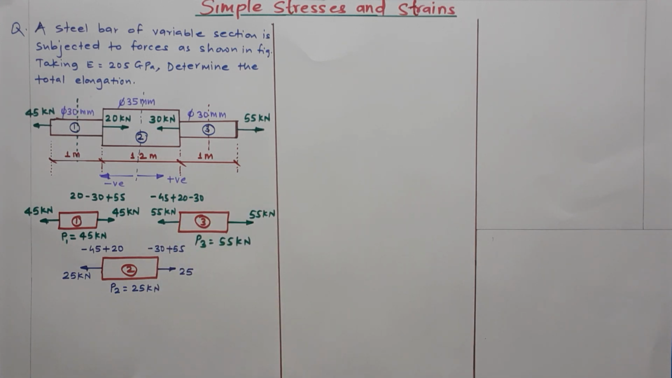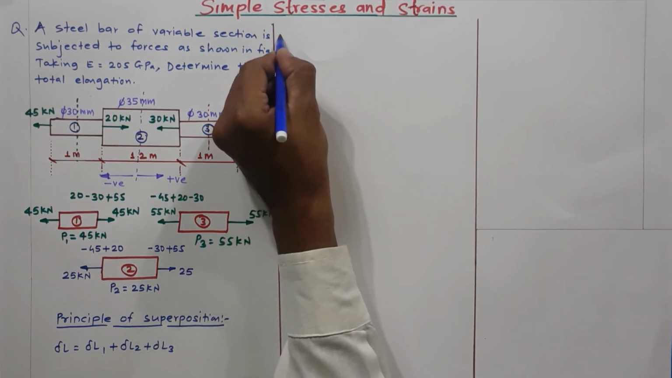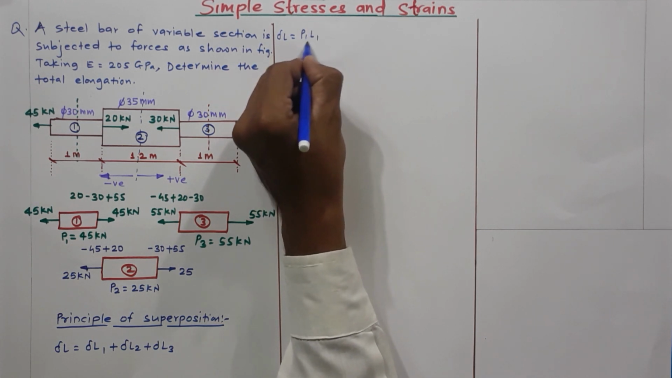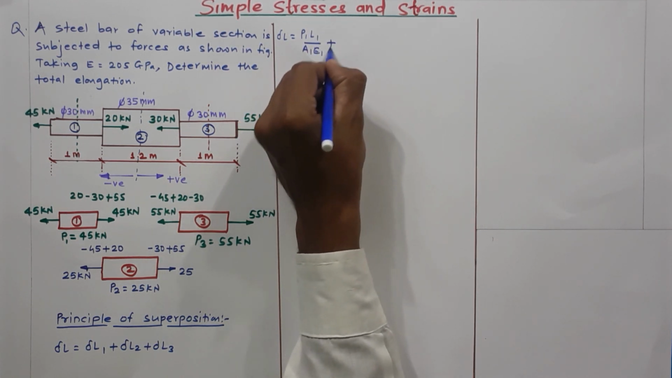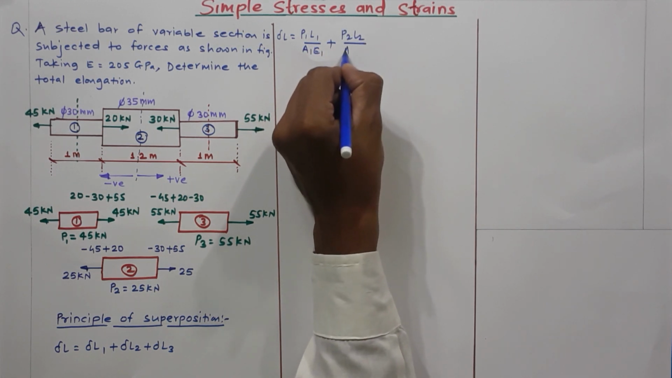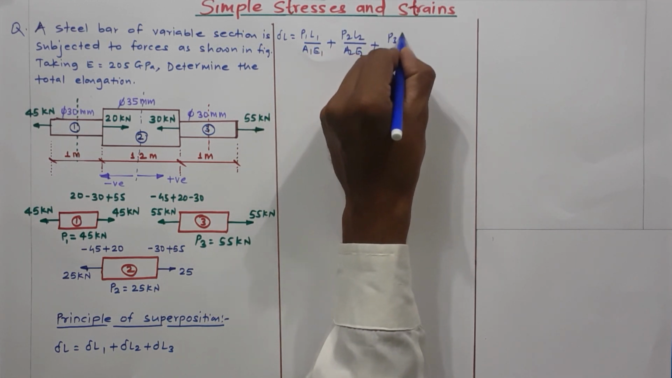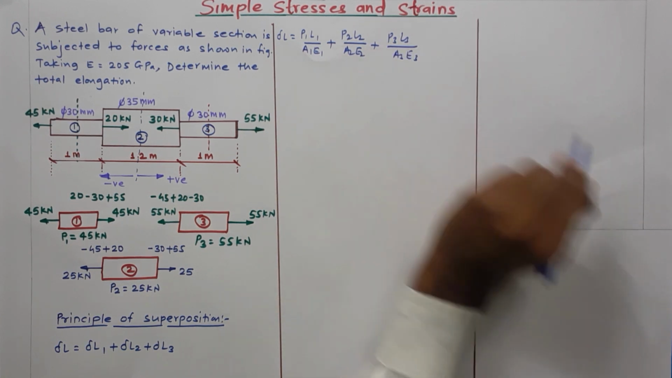Second, we apply principle of superposition. What is principle of superposition? A total change in length is the algebraic sum of change in length of each part, that is delta L is equal to delta L1 plus delta L2 plus delta L3. According to Hooke's law, delta L1 is P1 L1 divided by A1 E1, plus delta L2 is P2 L2 divided by A2 E2, plus P3 L3 divided by A3 E3.